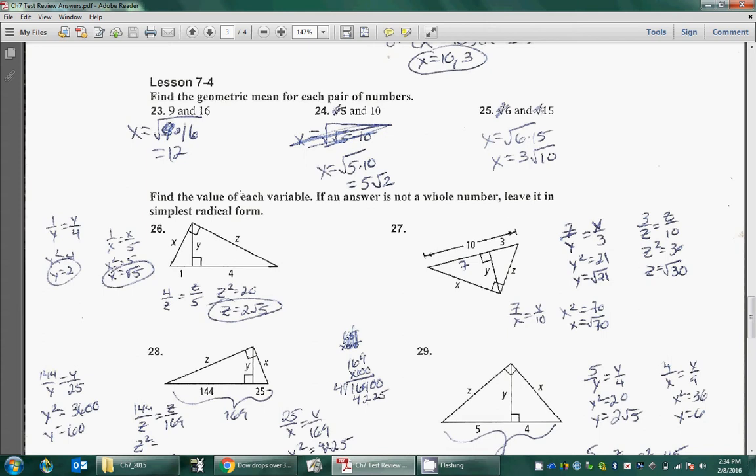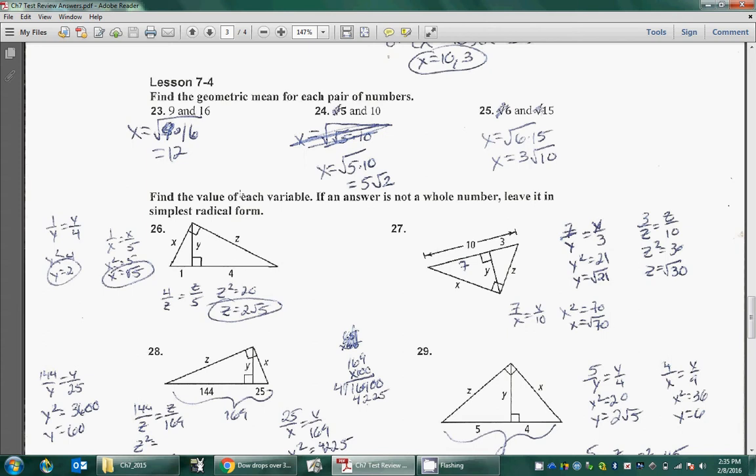Okay? So when I look at number 23 here, we're just trying to find the geometric mean. So I've got to multiply 9 and 16, and then I'm taking the square root. So 9 times 16 is 144. Take the square root, it's 12. For 24, again, I got a 5 and a 10. Multiply, I get 50. Take the square root.